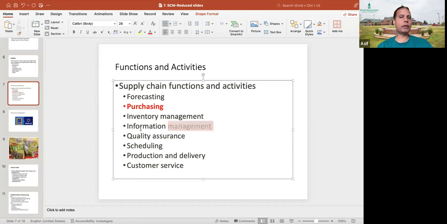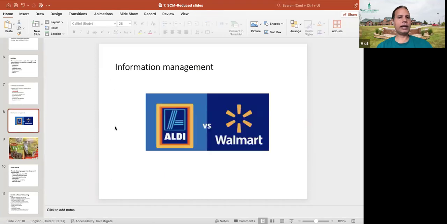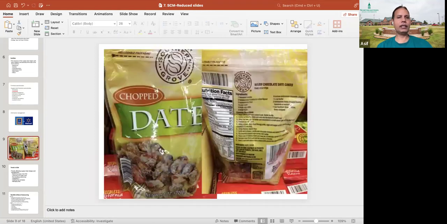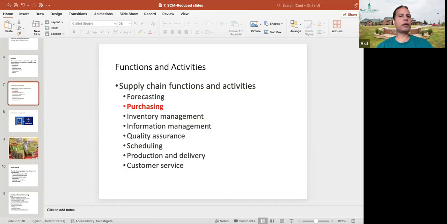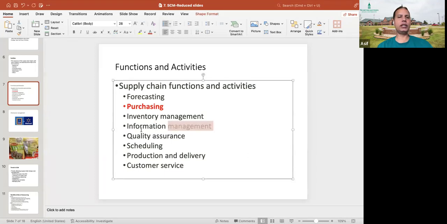And then we also discussed information management, how information is so important, especially information between a company and its suppliers, and with retailers, distributors. We discussed the example of Walmart and Aldi and their practices, how they print their barcodes on all sides in order to improve information management and to make things smarter and more efficient.